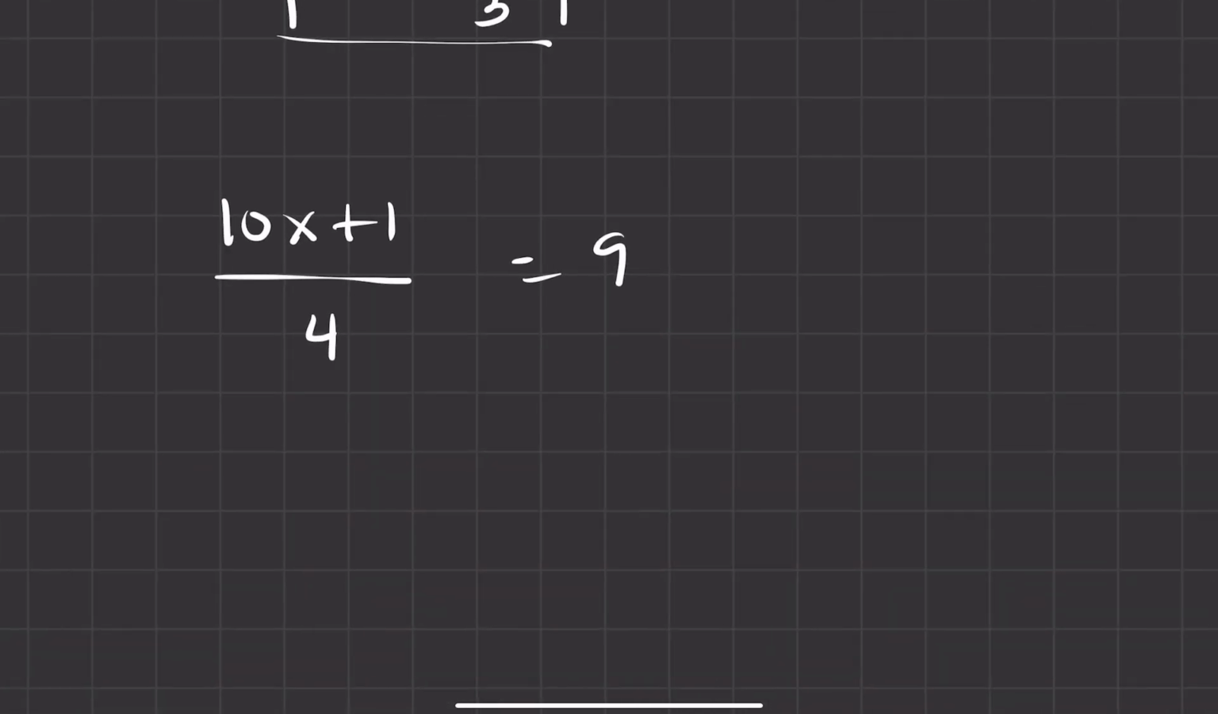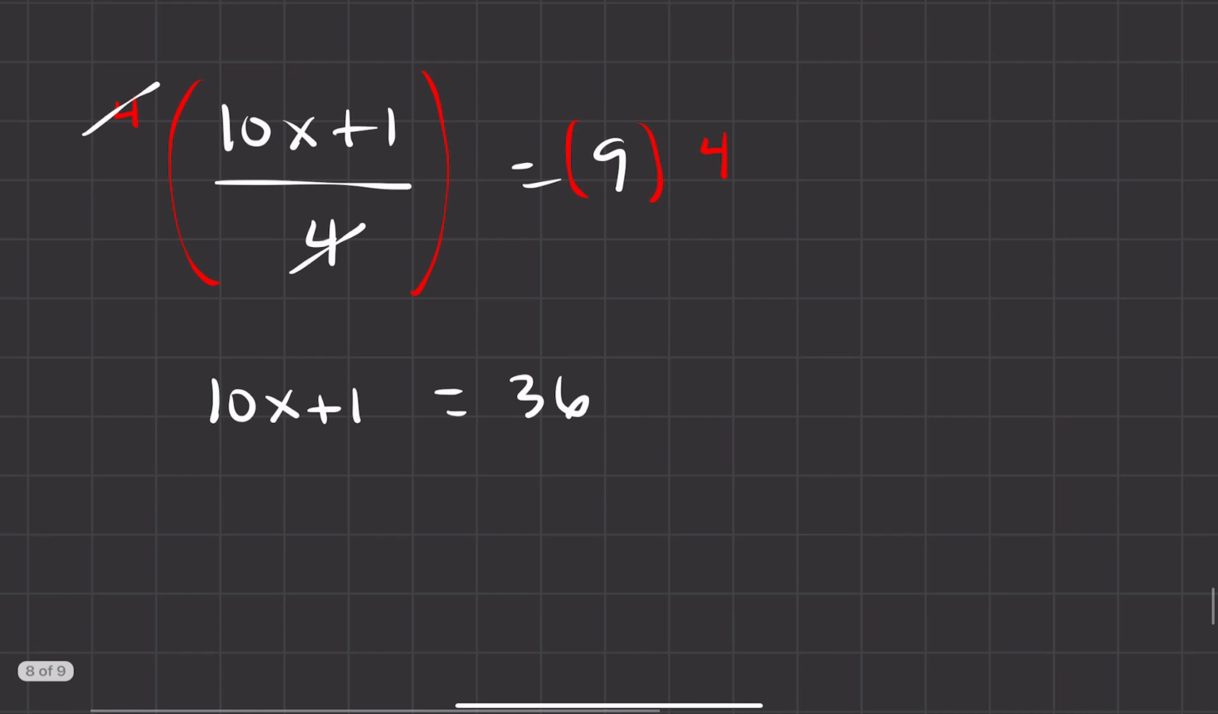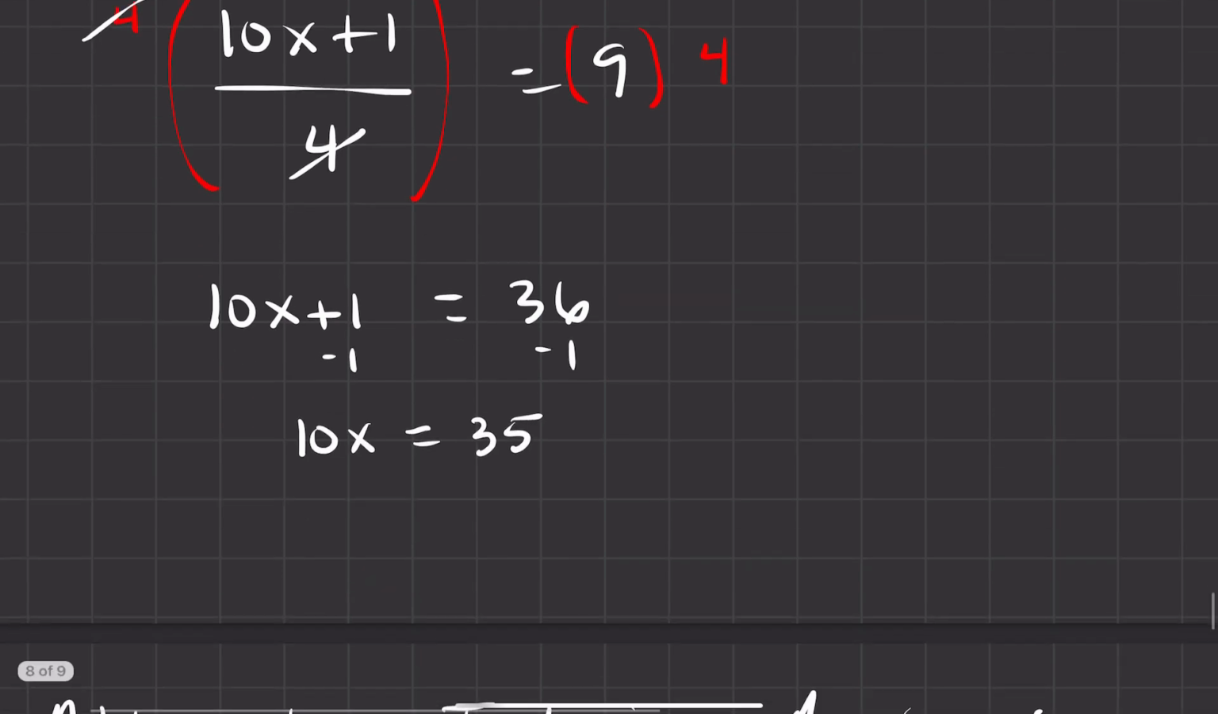I have 10x plus 1 over 4 is equal to 9. We can see that 10x plus 1 over 4 is division, so I need to multiply both sides by 4, just like so. Then these two 4s cancel, and I have 10x plus 1, which is equal to 9 times 4, which is 36. You want to solve for x, so you're going to subtract 1 from both sides. So 10x is equal to 35, so x is equal to 35 over 10. Now, is that your answer? 35 over 10.